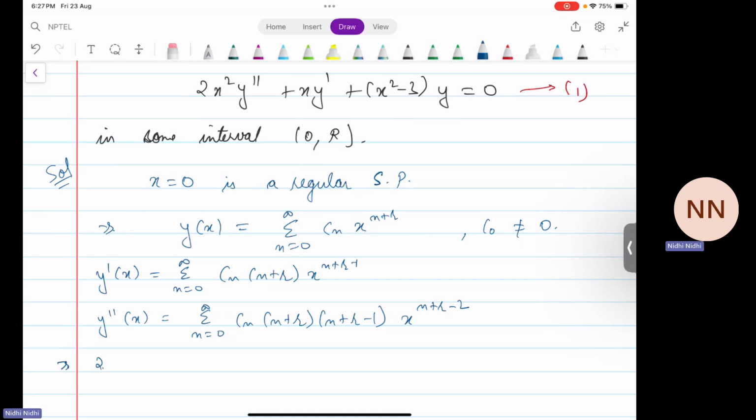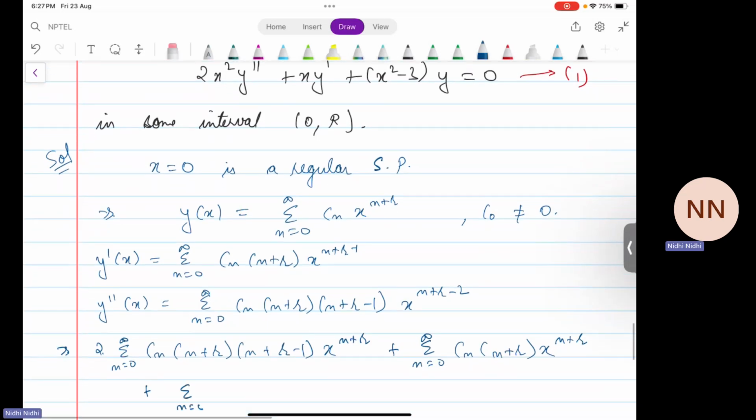we get 2 times summation n from 0 to infinity Cn (n plus r)(n plus r minus 1) x to the power n plus r plus summation n from 0 to infinity Cn (n plus r) x to the power n plus r plus summation n from 0 to infinity Cn x to the power n plus r plus 2 minus 3 summation n from 0 to infinity Cn x to the power n plus r is equal to 0.